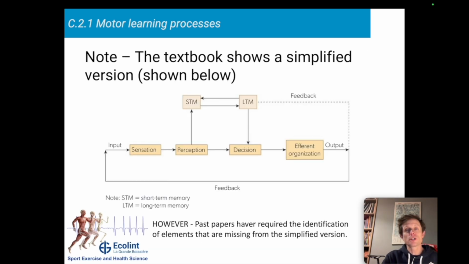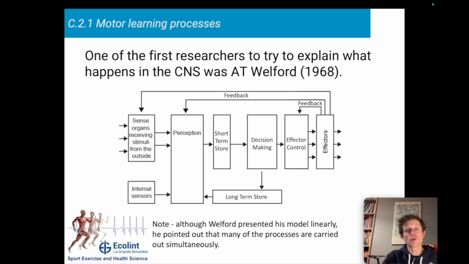It's also worth mentioning at this point that if you look in the textbook, this shows a simplified version of Welford's information processing model. However, you need to be really careful looking at this, because there are past papers that have previously required the identification of elements of Welford's model which are missing from this simplified version. This is why for the rest of this video and for the presentation, we're going to be using the slightly more complex information processing model that Welford published in 1968.